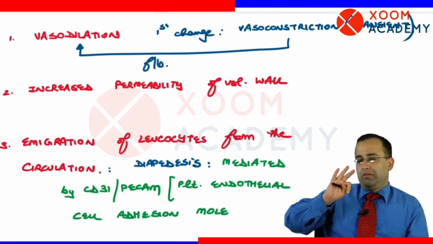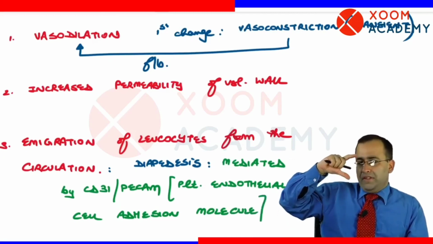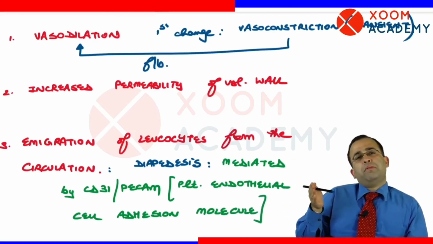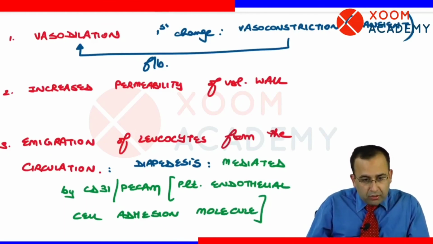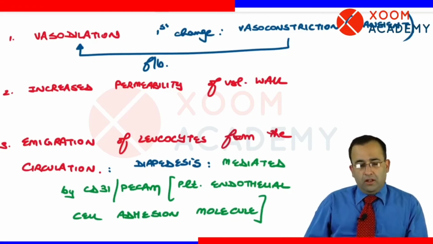Next point. So there were three components of inflammation: vasodilation, increased permeability, and diapedesis. So this gets us to our main component, that is increased permeability.